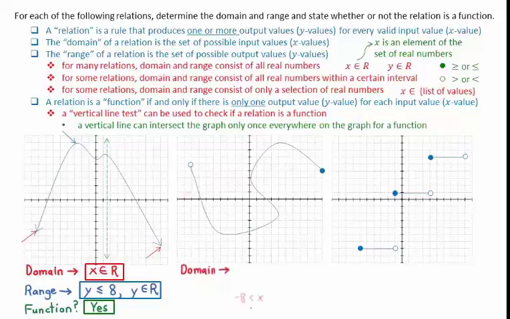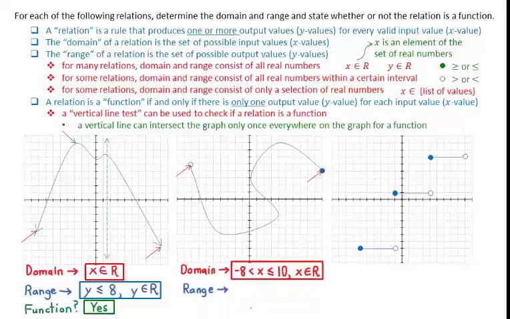For the domain, note that there is an open circle at x equals -8. This is the left point of the interval. This means that x must be greater than -8, which is the same thing as -8 less than x. There is a filled-in circle at x equals 10. This means that x must be less than or equal to 10. We also must include that x is an element of the set of real numbers.